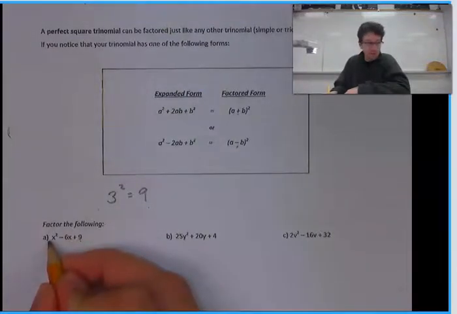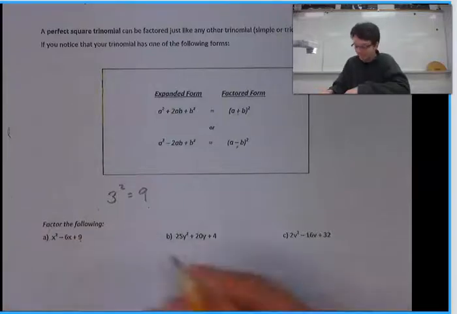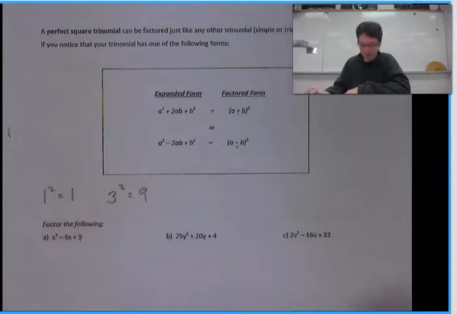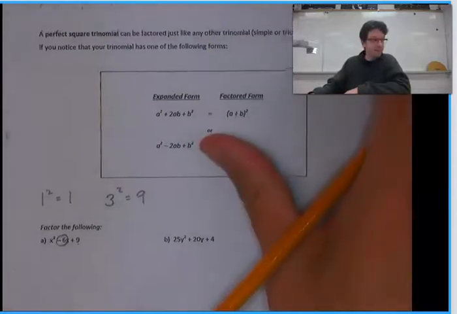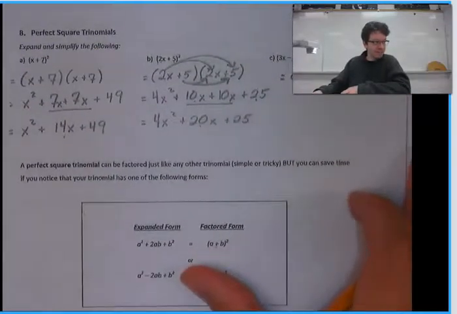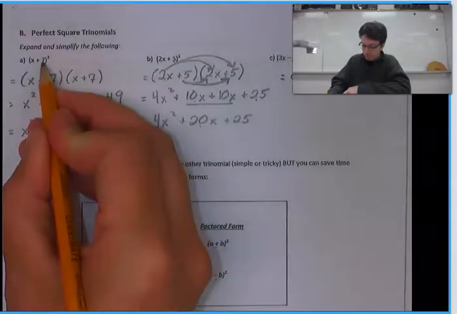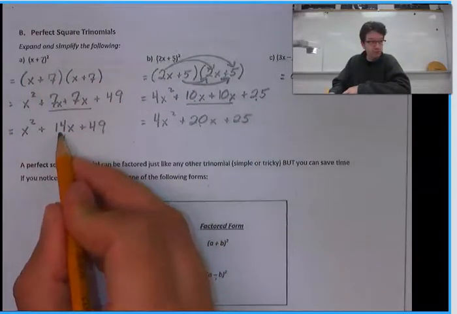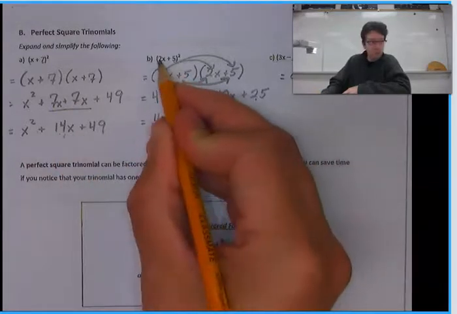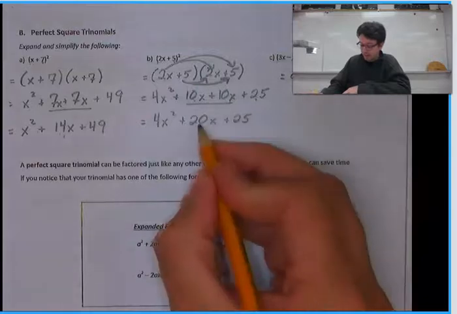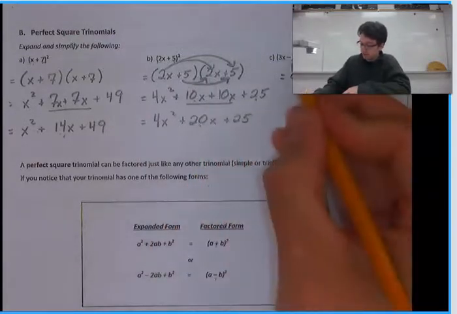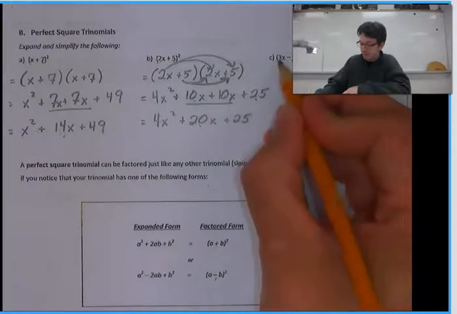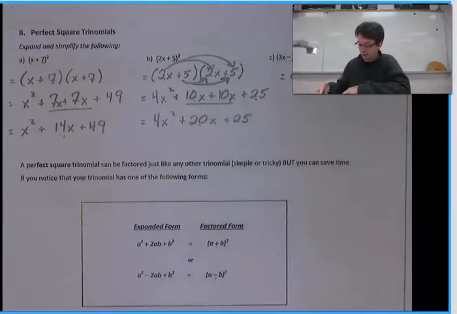The first number should also be a perfect square. Is 1 a perfect square? Technically, 1 squared does equal 1. So that works. But what about that negative 6? That's the trickier one. So let me just go back up here. When we expanded, we noticed that 7 times 1 is 7, and then we doubled that to get 14. 5 times 2 is 10. We doubled that, we got 20. Minus 5 times 3 is minus 15. We doubled that to give minus 30.